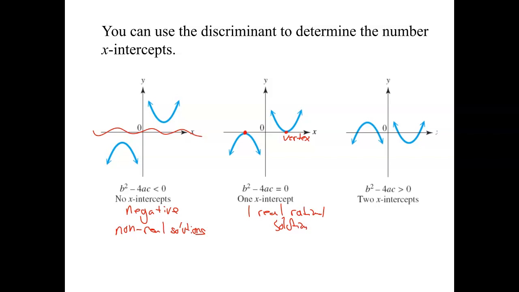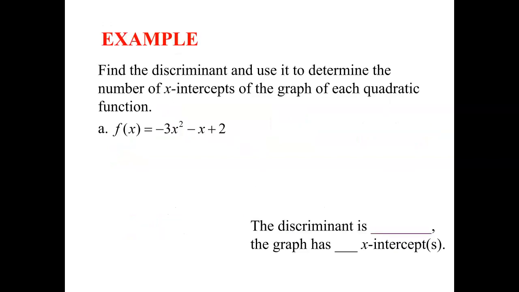If my discriminant is greater than 0, that means I have 2 solutions, either rational or irrational. Doesn't matter. But that gives me my 2 x-intercepts. So your discriminant will tell you the number of x-intercepts you have. Negative means non-real solutions, no x-intercepts. 0 gives 1. 2 real solutions will give you 2 real intercepts. Okay? So we're just going to end up with these last 2 slides with just solving for the discriminant.